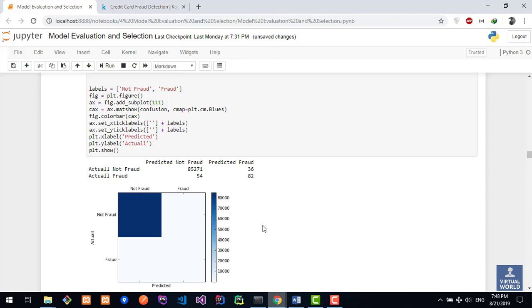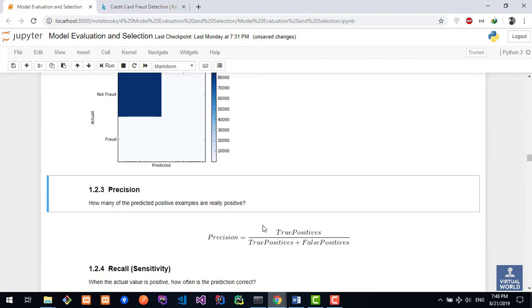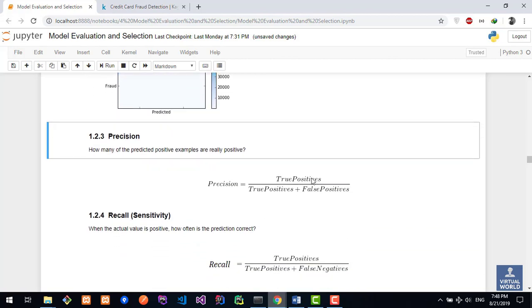Now to make use of the confusion matrix, let's introduce two new concepts, precision and recall. Let's start with precision. Precision is the percentage of positive instances out of the total predicted positive instances. So we use precision to find how much the model is right when it says that it's right, or in other words, how many of the predicted positive examples are really positive. We can calculate precision by dividing true positives over true positives plus false positives.